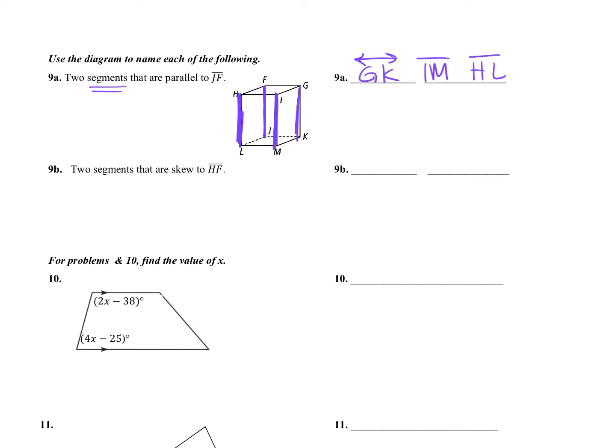Okay, two segments that are skew. What does it mean to be skew? They're not parallel. They will not intersect, but they're not parallel. They're in a different plane than your initial thing, right? Okay, so we are looking at HF, which is right here. JK would be skew. GK would be skew. LM and IM. Okay, and you don't need 4, but I'm just giving you all of the options.